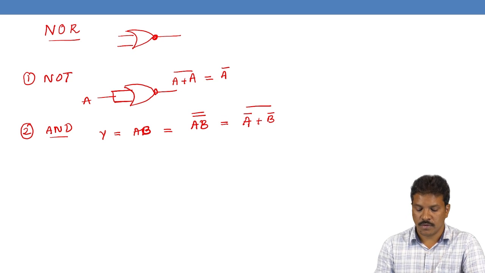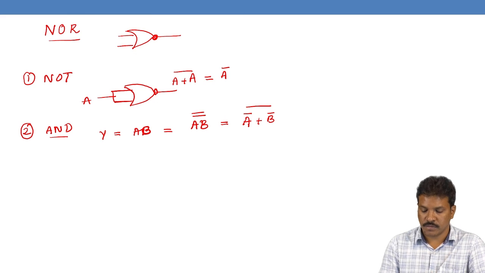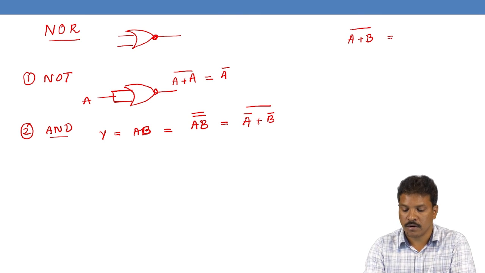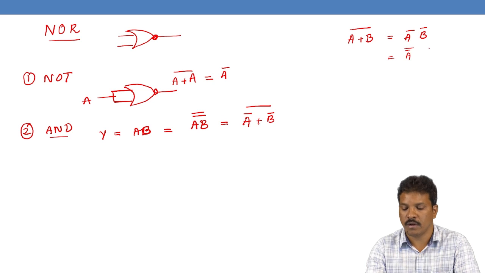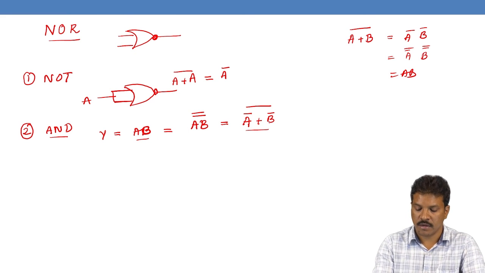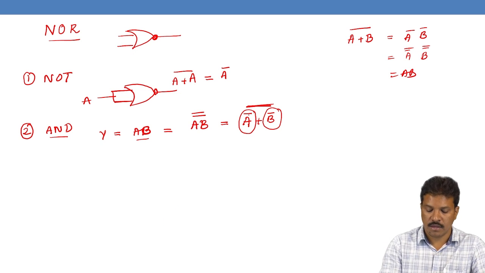So A bar plus B bar, we can convert it into a NOR gate. The actual NOR gate representation is A plus B whole bar, which we can represent as A bar into B bar. But we have AB. How can we convert this A bar, B bar into AB? If you invert the inputs once again, you will get AB. So we have one NOR gate with an inverter, another NOR gate inverter, and then the NOR gate output.